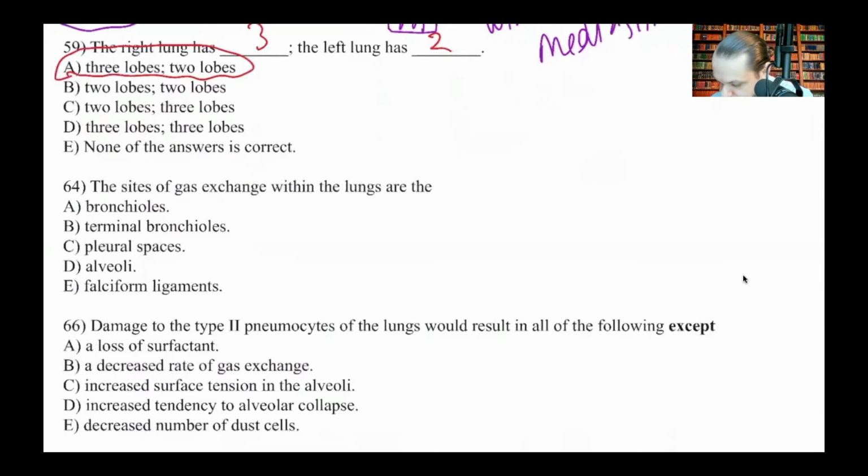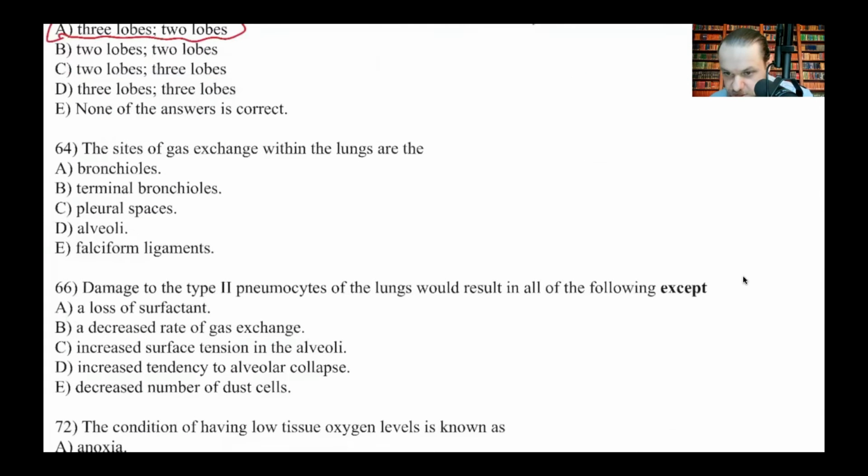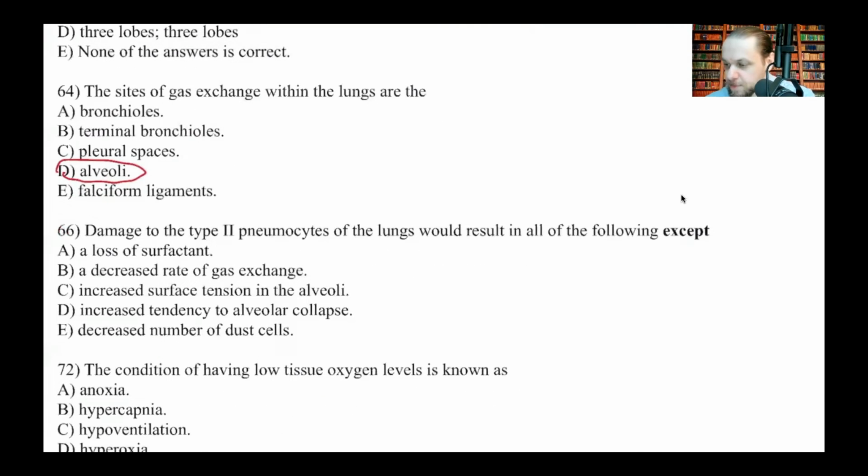But okay. So let's do number 64. Let's do Curtis Heller. The sites of gas exchange within the lungs are the D, alveoli. The D is correct, right? I think this is also an easy question. The sites of gas exchange is the alveoli itself. So yeah, that's the correct answer.